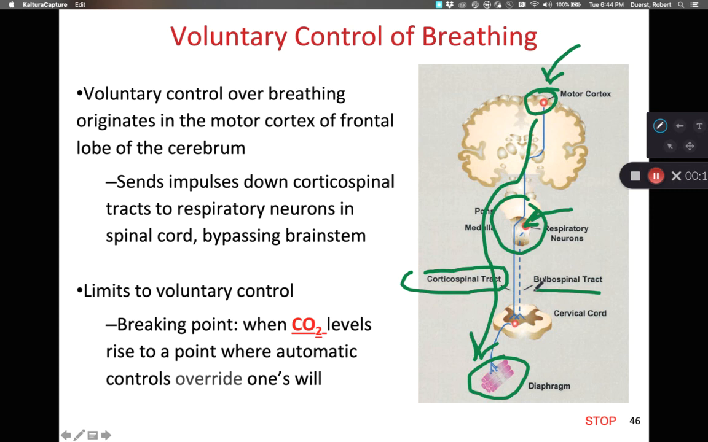However, there's a limit to this. At a certain point, blood carbon dioxide levels are either so high or so low that the autonomic nervous system takes over for the voluntary nervous system, and we are unable to hold our breath any longer or hyperventilate any longer. If you hyperventilate too long, eventually you'll pass out and your breathing will slow down. If you hold your breath too long, eventually you'll pass out and your breathing will go back to normal.